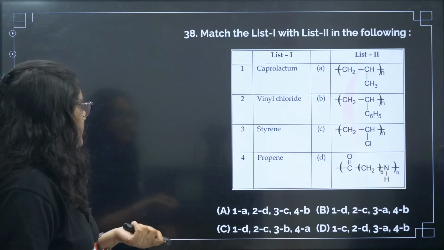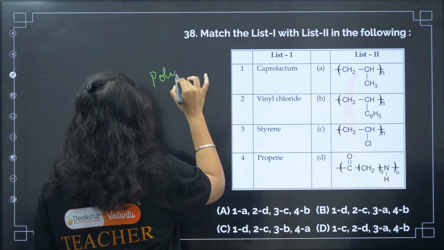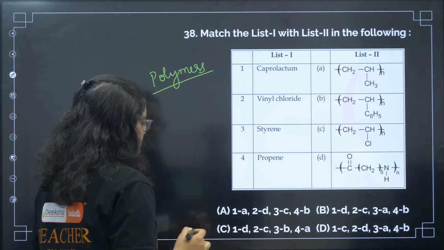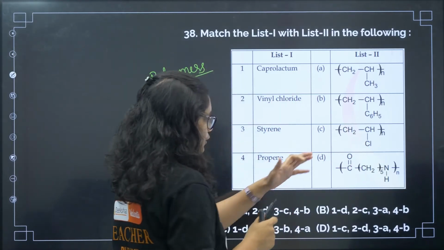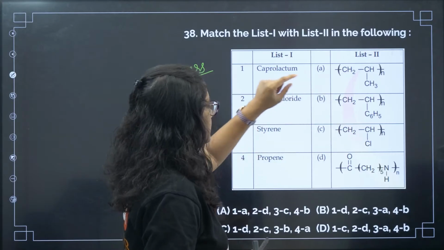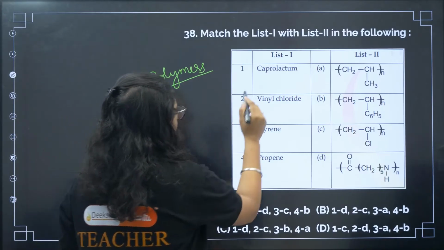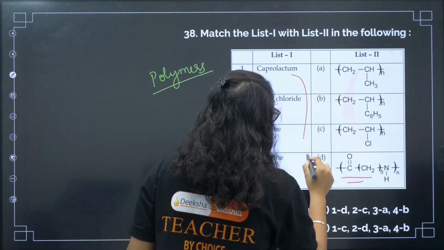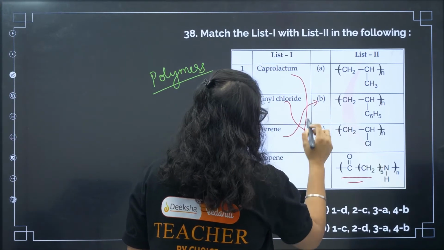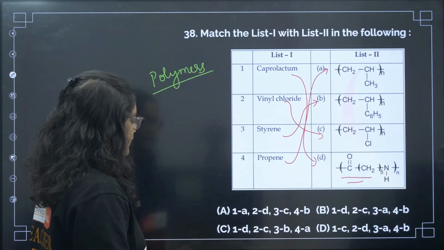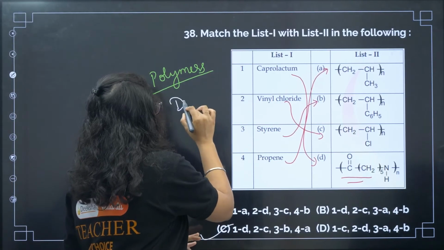Next, coming to 38, again this question is from your polymers chapter where you need to match the options. The answer here starts with caprolactam. For caprolactam, this is your monomer unit, and then for vinyl chloride, this is there. For styrene, we have this one, and for propene, we have this one. So the correct answer for this question is option C. But again, you need not worry, this is from your deleted portion.